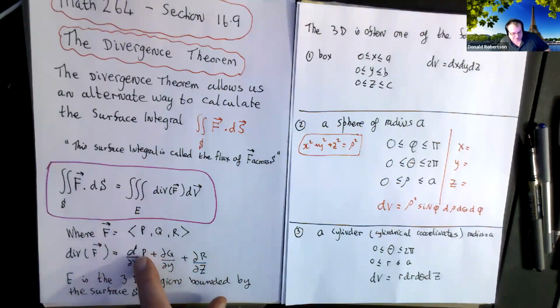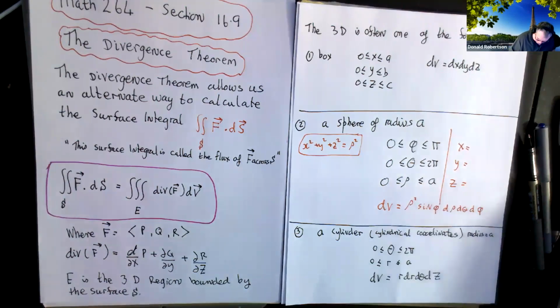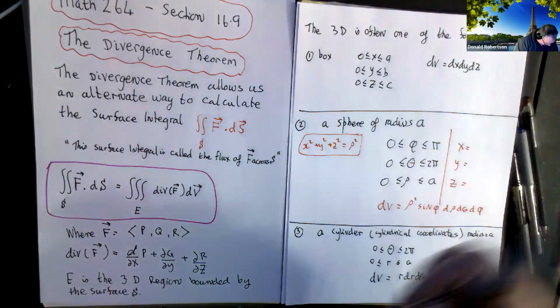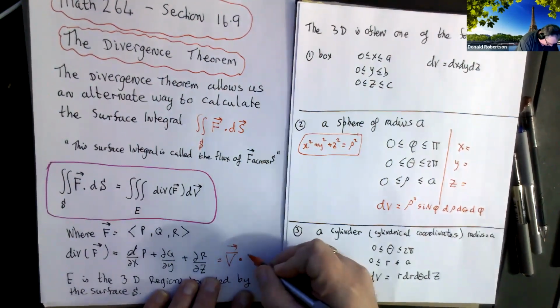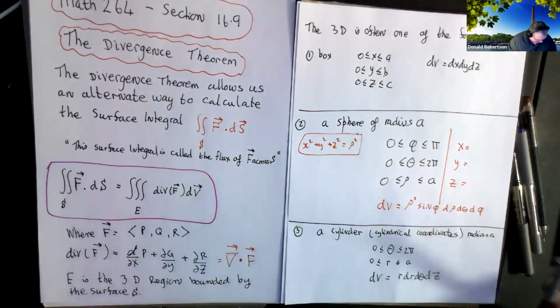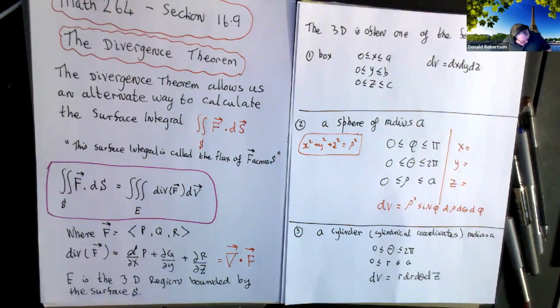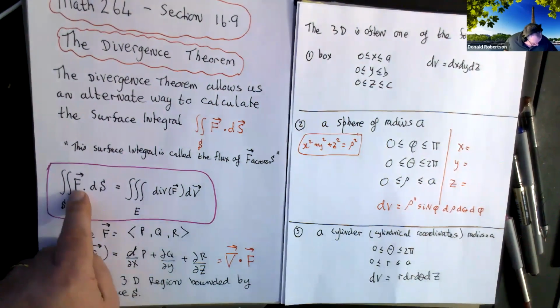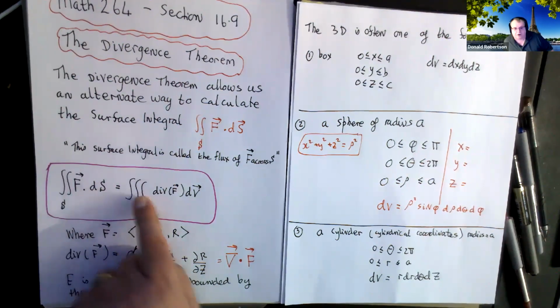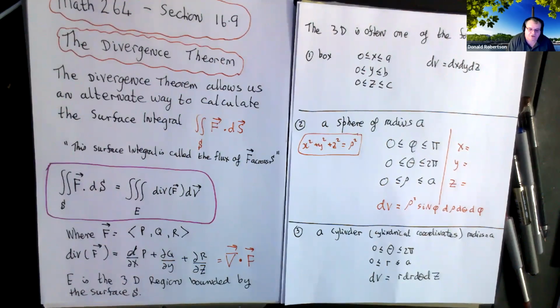But the divergence, remember, it's just basically the dot product of the gradient vector with the vector field. So it's basically the gradient operator dot product with F. That's what that's equal to. And you're good to go. So this double surface integral turns into a good old-fashioned, haven't seen it in ages, triple integral.